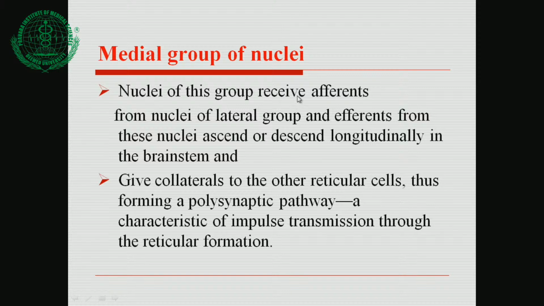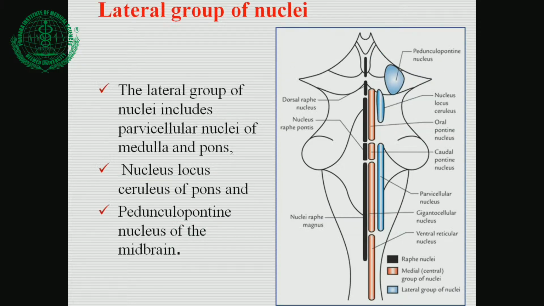So the important point is that it receives efferents from the lateral group of nuclei, and efferents may ascend or descend in the brainstem and give collaterals to the reticular cells, thus forming a polysynaptic pathway, a characteristic of impulse transmission through the reticular formation. So those are the connections of the medial group of nuclei.